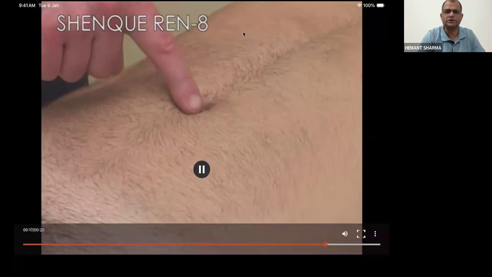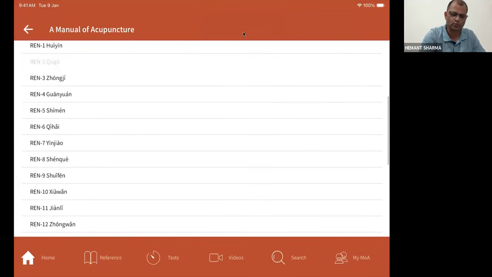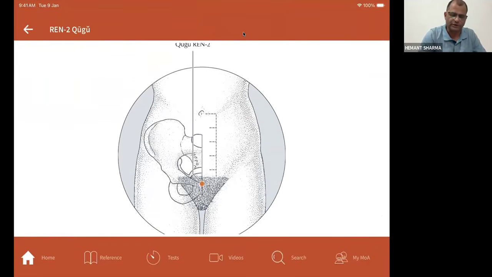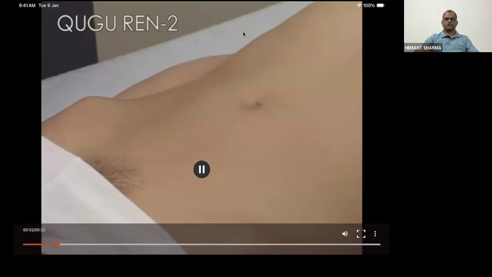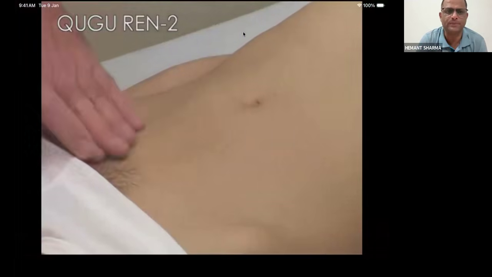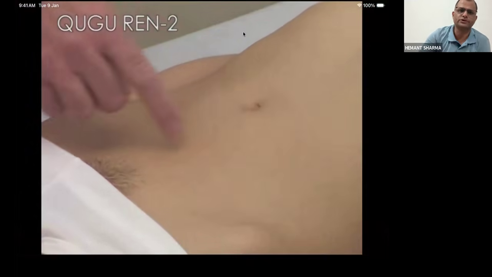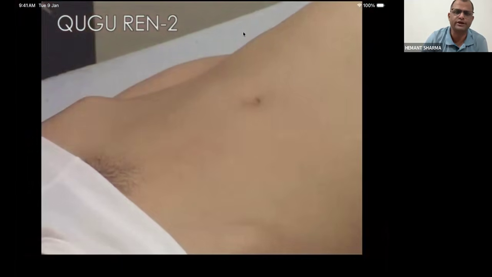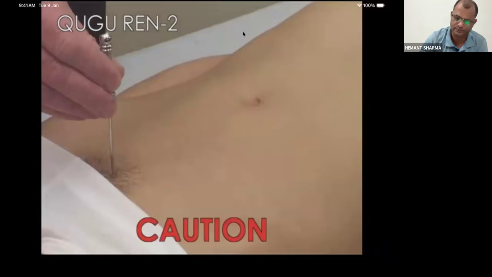So we were just looking at the navel region, CV8. Now I will do CV2. For CV2, we can see exactly where the pubic bone is, the upper border of the pubic bone. That is the location of CV2 or RAN2.